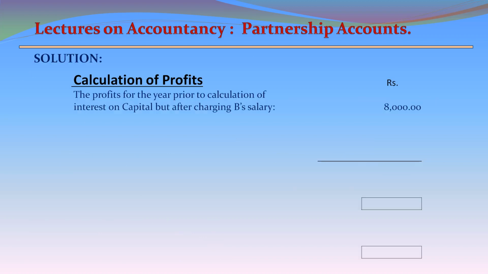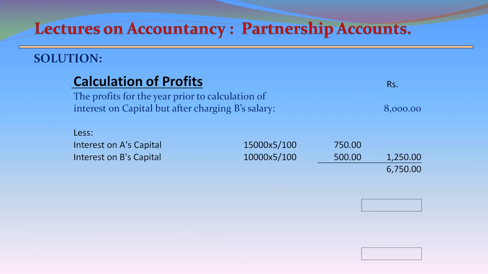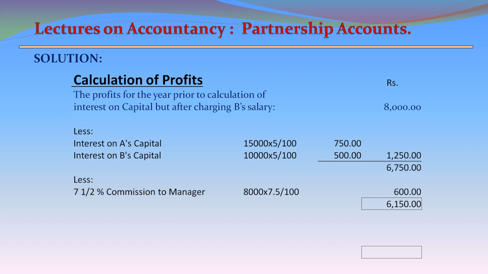Calculation of profits. The profits for the year prior to calculation of interest on capital but after charging B's salary: 8,000. Less interest on A's capital 15,000 × 5% = 750 rupees. Interest on B's capital 10,000 × 5% = 500 rupees. Total 1,250. 8,000 minus 1,250 is 6,750. Less 7.5% commission to manager, 8,000 × 7.5/100 = 600 rupees. 6,750 minus 600, the balance profit is 6,150.